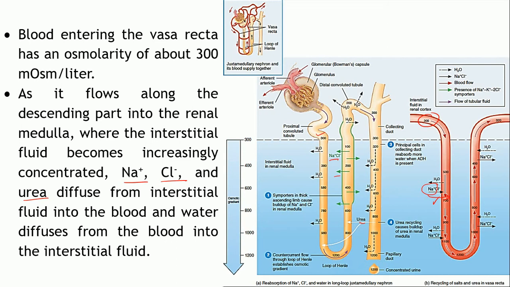So what has happened to the osmolarity of blood? As you can see, it is 500 over here, 700, 900, 1100, 1200. Why has it happened? That's because sodium and chloride are entering. Solutes are entering, water is leaving. So what will happen to the osmolarity? Obviously it is becoming more and more concentrated. So osmolarity will increase.